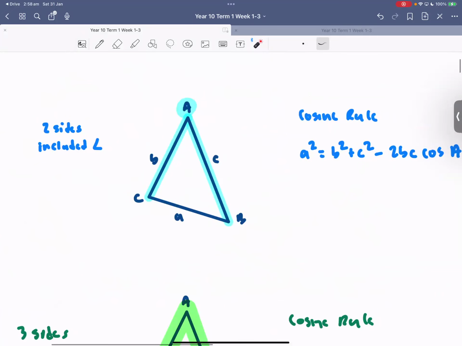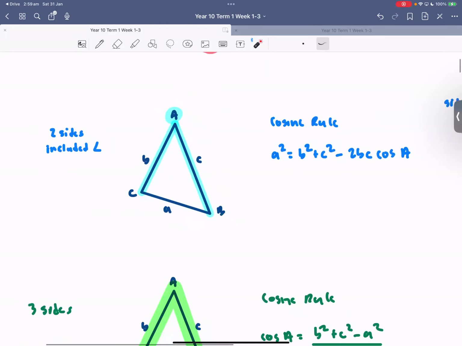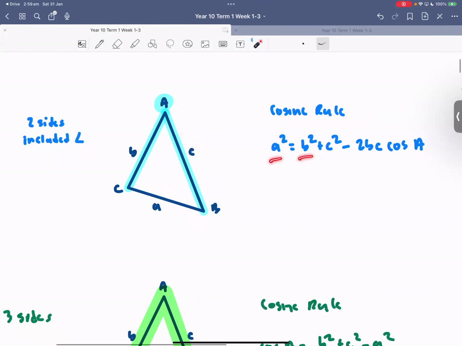First of all, before I even tell you the rule, when do you use the rule? You use the cosine rule if you have two sides and the angle in between. That's what included angle means, the angle in between. The cosine rule says a squared is b squared plus c squared minus 2bc cos a. That is technically the rule.